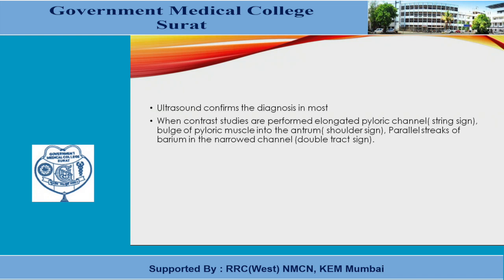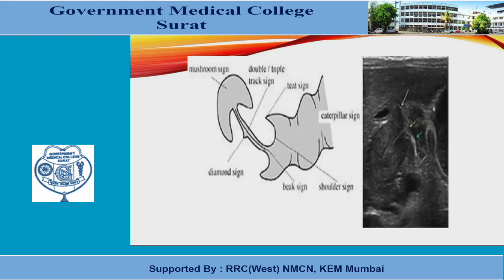Ultrasound confirms the diagnosis in most. When contrast studies are performed, an elongated pyloric channel, string sign, bulging of the pyloric muscle into the antrum, shoulder sign, and parallel streaks of barium in the narrowed channel, double track sign, are seen. These are the different signs seen. Shoulder sign, caterpillar sign, this is the teeth sign. So, palpation of the mass and ultrasonography are useful for diagnosing pyloric stenosis.